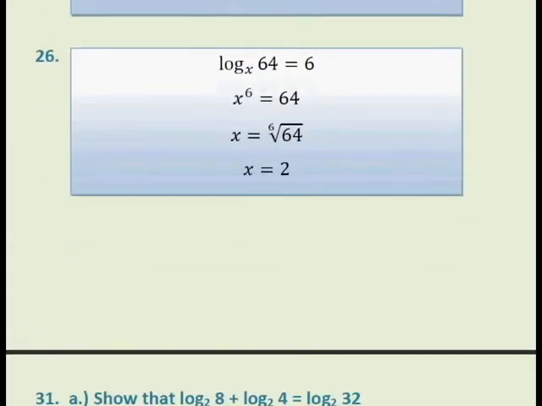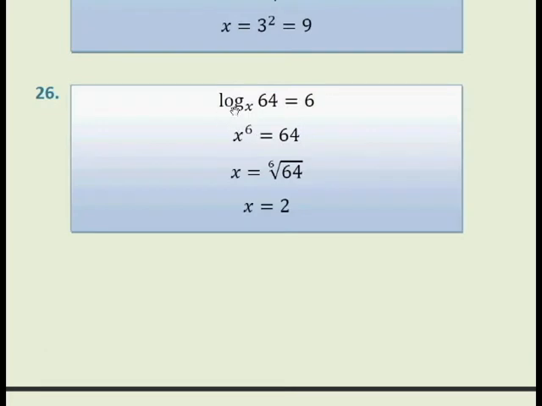Problem number 26. Log base x of 64 equals 6 says x is being raised to the 6th power to equal 64. What number raised to the 6th is 64? So you set the equation up in exponential form like this. Then, since this is raised to the 6th power, I'm just going to raise both sides to the 1/6 power, or take the 6th root of both sides, which is the same way of saying that. So you get x is equal to the 6th root of 64, and if you punch that into your calculator, or if you factor it out, you'd get x equals 2.